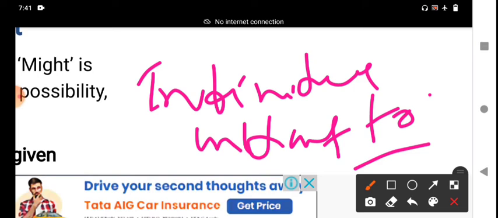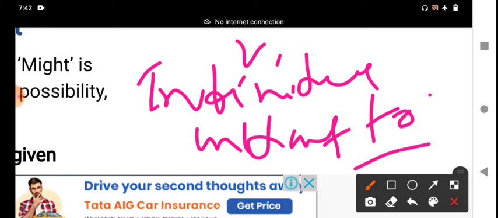That means bare infinitive. I have given the class a video on only bare infinitive. It is called bare infinitive, infinitive without to, or plain infinitive. May and might are followed by an infinitive without to. That means bare infinitive, plain infinitive. It does not take to before the V1 verb.